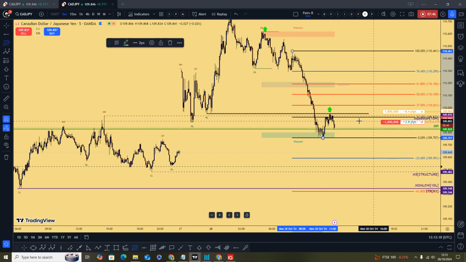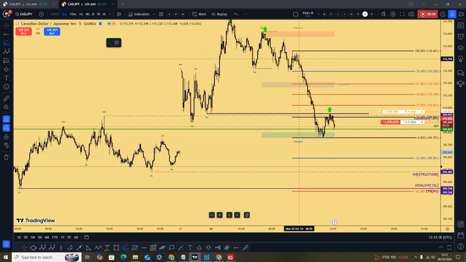Price traded into the sell zone using the minimum retracement. Okay, this whole area is your sell zone here. But price entered into the minimum retracement, which is good. Then they broke down. So that is the first thing. If I want to add another layer, I can use the extension wave.